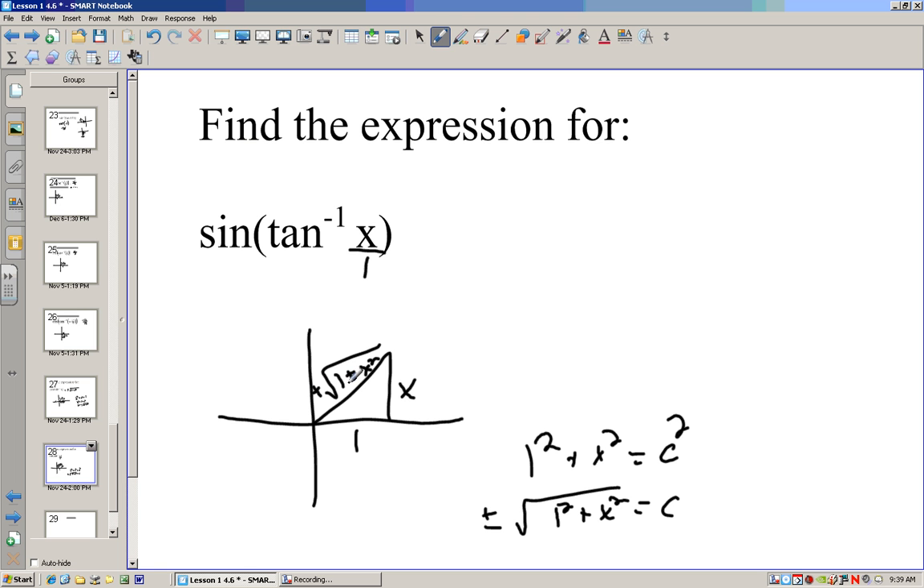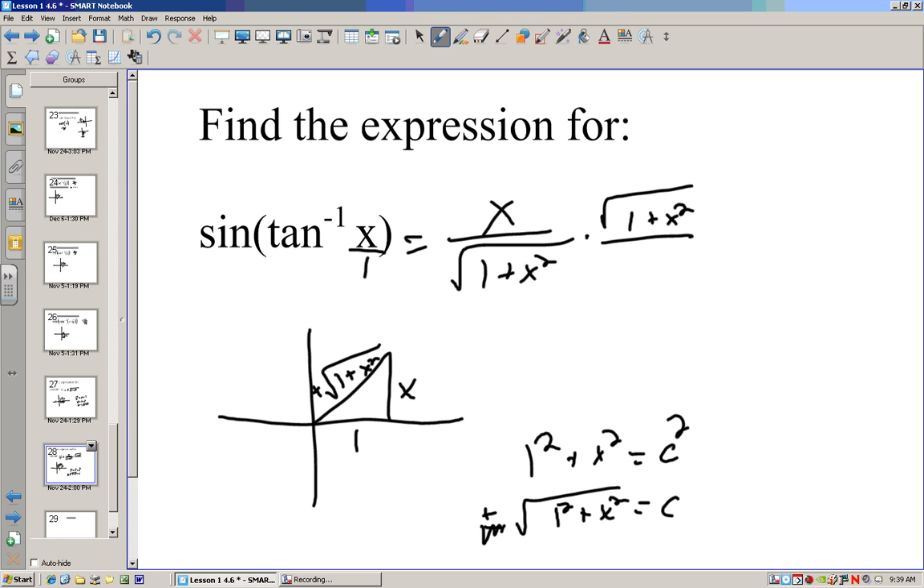Now, actually this would be positive everywhere because the hypotenuse is always positive. So we don't even, a negative doesn't even make sense in this situation. So the sine is going to be opposite, which is x, over my hypotenuse, which is the square root of 1 plus x squared. And if I rationalize this, it would be x times the square root of 1 plus x squared all over 1 plus x squared.